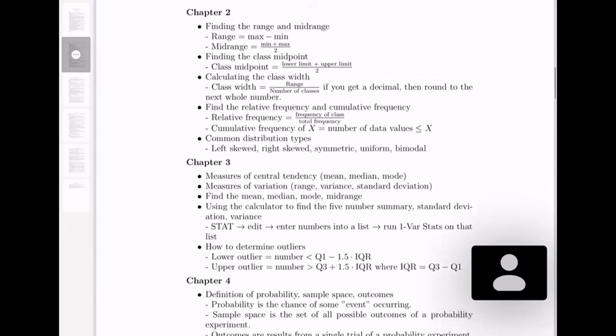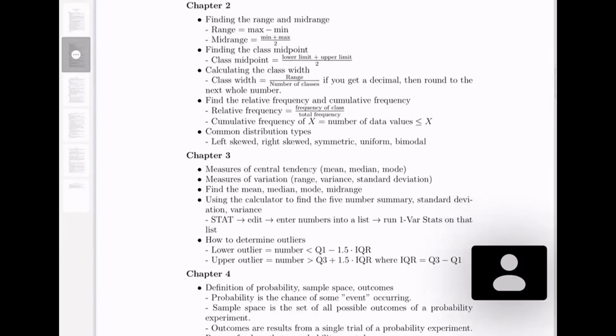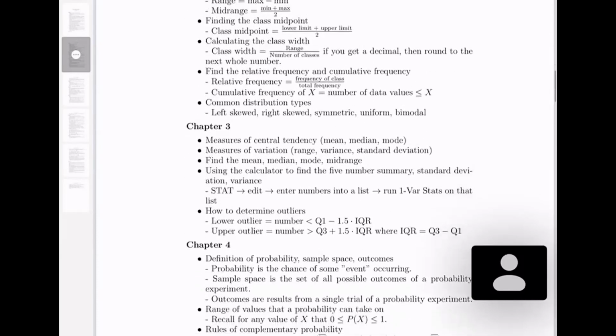Then we mentioned how to use the calculator to find the 5-number summary, standard deviation, and the variance. So Ivan was nice enough to write out how to do it. You go to stat, edit, you enter the numbers that you're interested in into some list, and then you run one variable statistics on that list. And it will tell you the 5-number summary as well as the mean, the standard deviation. It won't tell you the variance, but you can find the variance by what? Yeah, squaring the standard deviation.